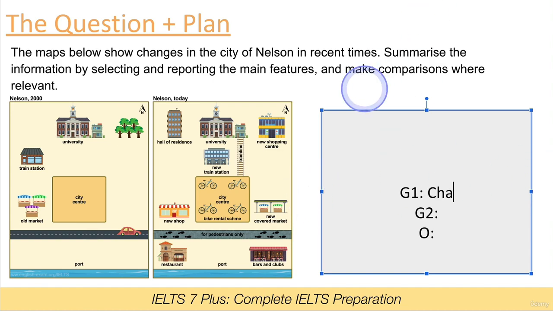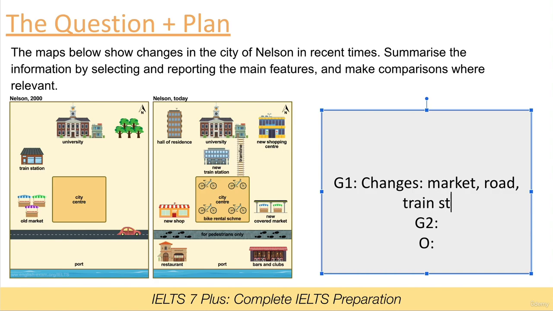Okay, so maybe we can do our first group about some changes. So let's talk about what things have changed to. So we've got the market to the new shop. So I'll put markets. We can talk about the road, actually, which has become for pedestrians. The train station. We don't have to talk about everything. And we could also mention that the university has not changed. Maybe we can begin the group with that, but then we can go into the changes.